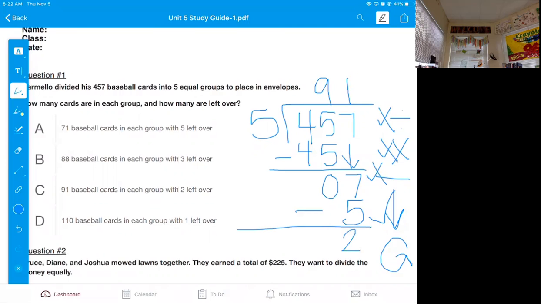Brother says bring down. Is there anything left to bring down? No. So when that happens, I know I'm done. What's my remainder? 2. So I'm going to look at the answer choices and find one that says this. My answer was 91, and I had a remainder of 2. If I look at A, does it say 91? No. What about B? No. What about C? Yes. But let's keep reading. It says 91 baseball cards in each group with 2 left over. Is that how many I had left over? Yes. So C is my answer.